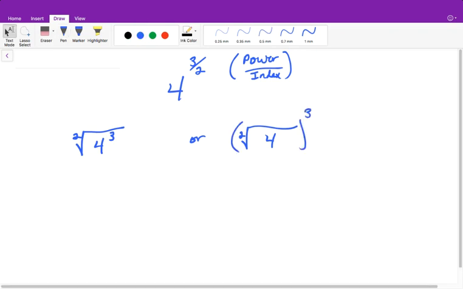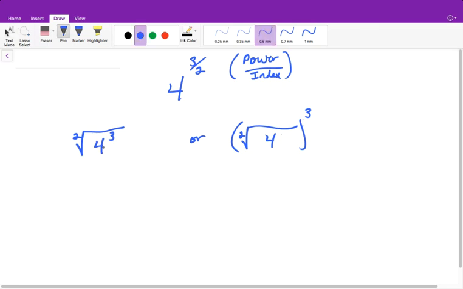So we can rewrite it where just our base is being raised to the power, or the entire radical is being raised to the power. And this shows you that we can figure out or simplify this number 2 different ways.